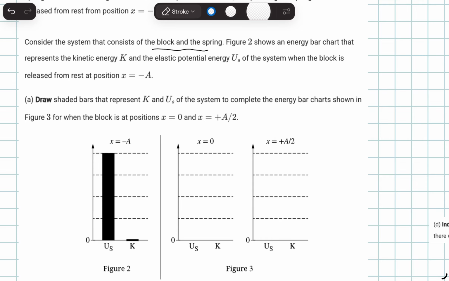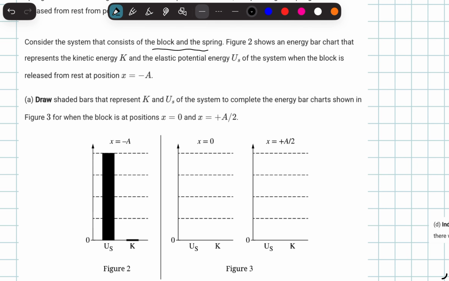Draw and shade the bars that represent K and U as spring potential energy of the system to complete the energy bar charts shown in Figure 3 for when the block is at position x is equal to 0 and x is equal to a over 2.